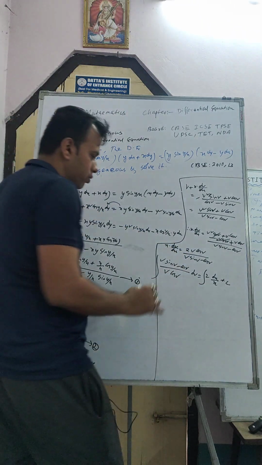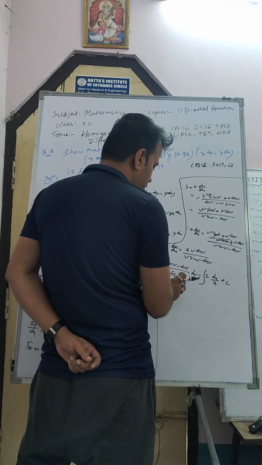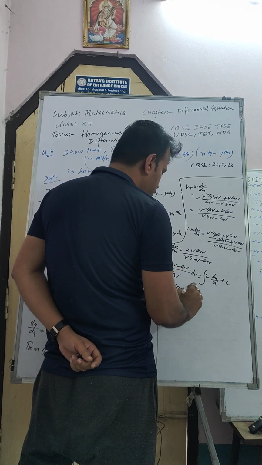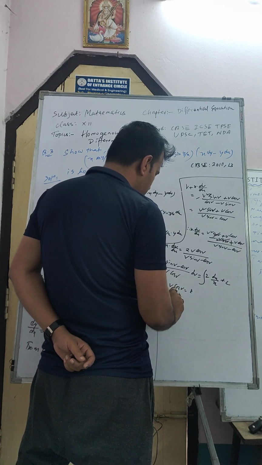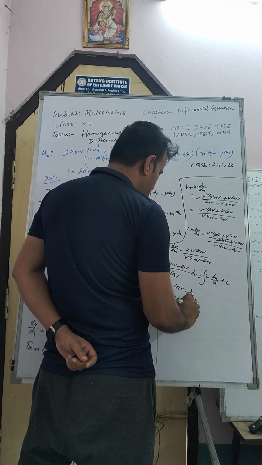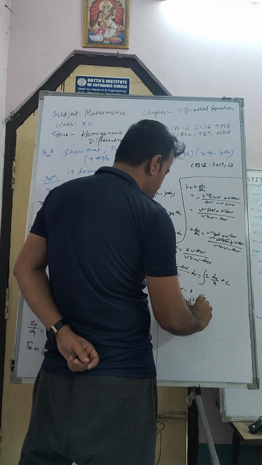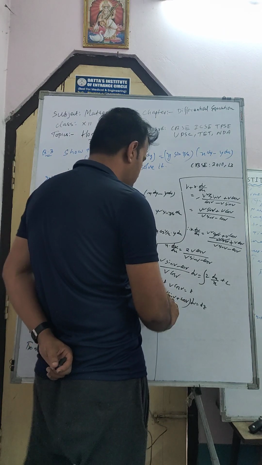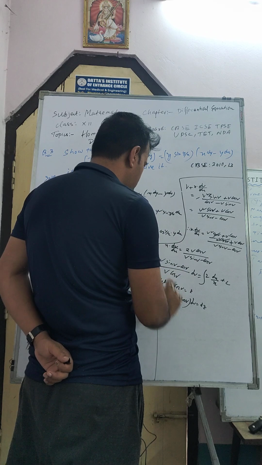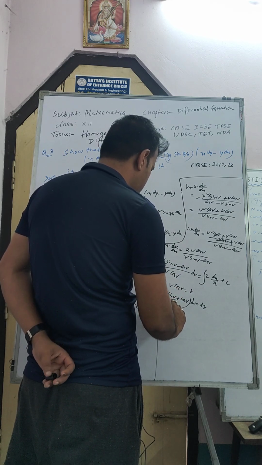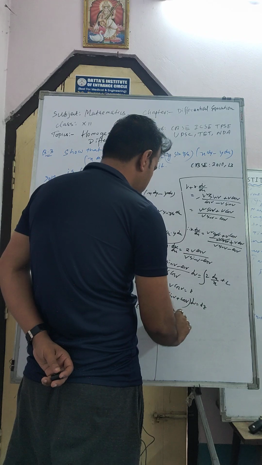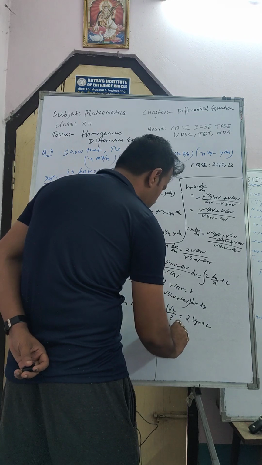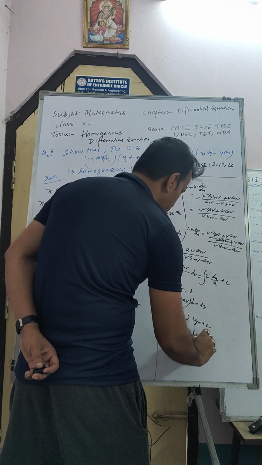Okay, I consider this one, suppose b cos b equal to z, it will become (minus b sin b plus cos b) into db equal to dz, isn't it? So it became minus dz by z equal to 2 log x plus c. So log z equals 2 log x plus c.